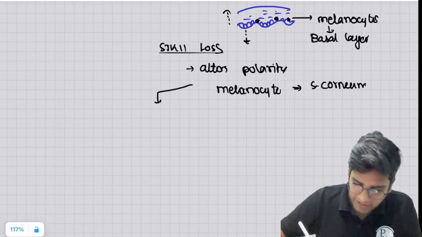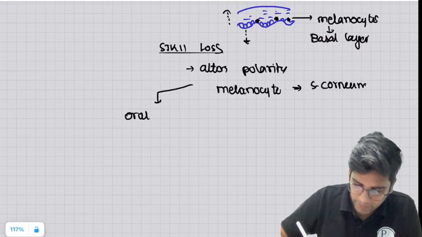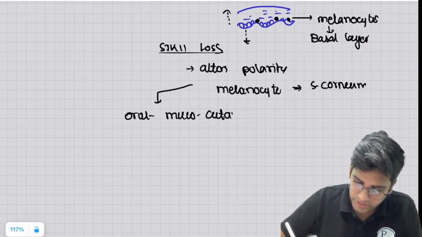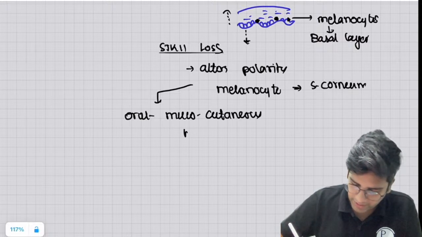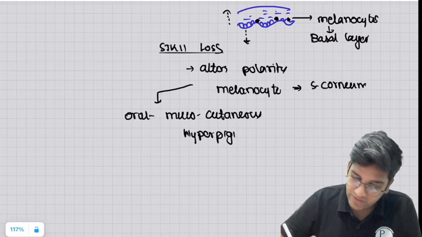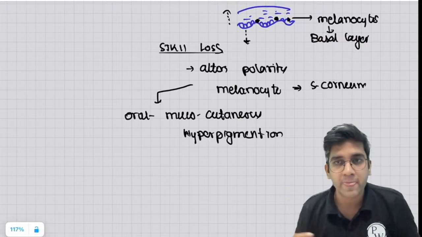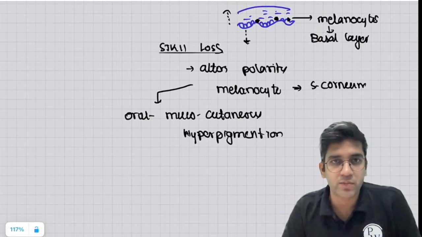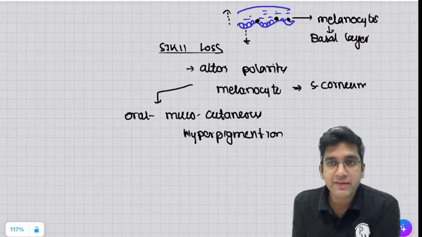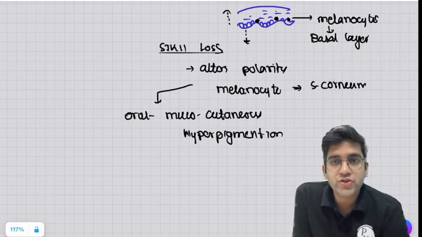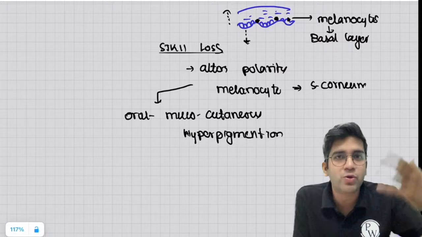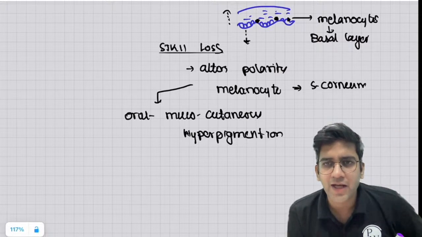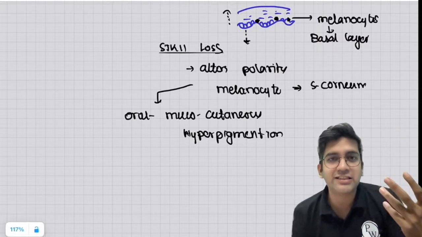Because of this, you'll have a classical oral mucocutaneous hyperpigmentation. Okay, that's a very classical finding in case of a Peutz-Jeghers syndrome or a Peutz-Jeghers polyp, right? In Peutz-Jeghers syndrome, I'll have it. Karthik, it won't be hypo because they will go up because I don't have the polarity, right? No, Rahul, I just gave an example of it will go down.